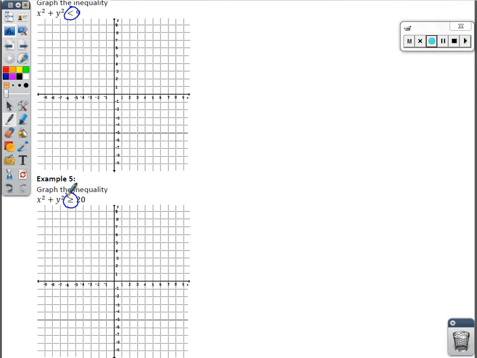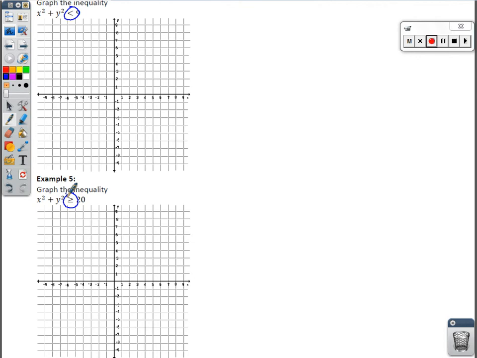So in the first example, example 4, we have strictly less than, so we're showing the boundary, but we're not including it. That's why we use a dotted line. It shows the boundary without actually including it. With the or equal to, we want to include that, so we fill in the line.